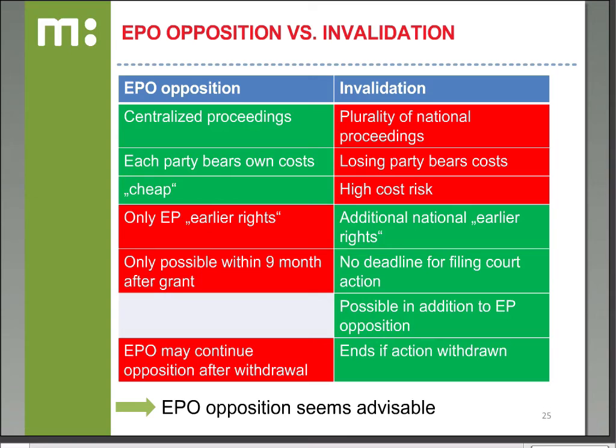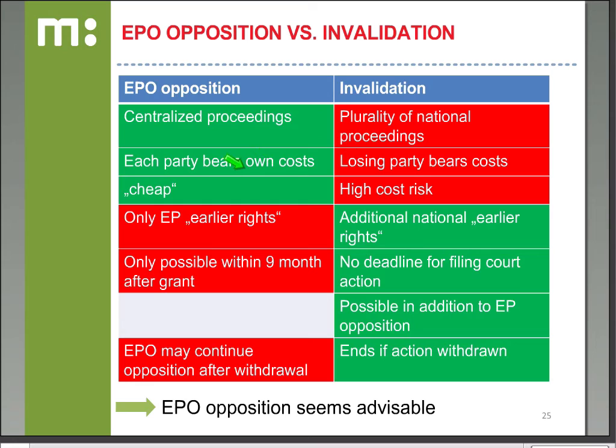Yes, I will do. As we learned, at the EPO, we have centralized proceedings, whereas in invalidation actions, you have a plurality of national proceedings. At the EPO, each party bears its own costs, whereas in invalidation, the losing party bears the costs, which can be quite expensive. EPO opposition is rather cheap.